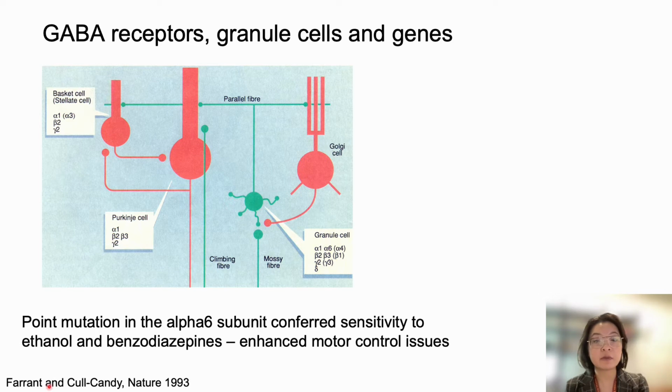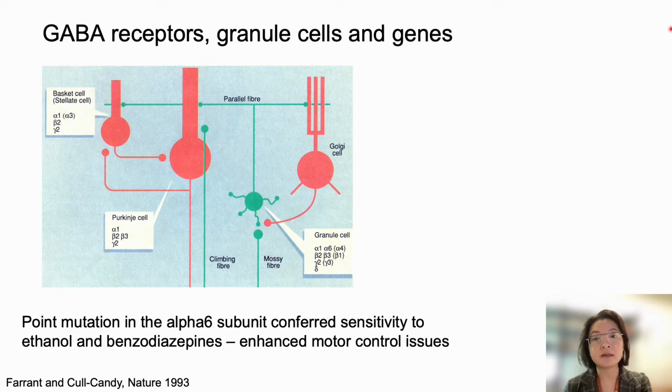The commentary that was published alongside the article was quite interesting and included the quote, "The rodent in question is the alcohol non-tolerant rat, a hapless animal that is highly susceptible to the impairment of postural reflexes by alcohol and benzodiazepines." What the researchers found was a point mutation in the alpha-6 subunit that conferred sensitivity to benzodiazepines and ethanol.